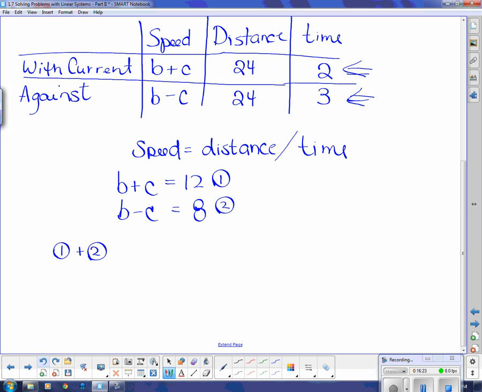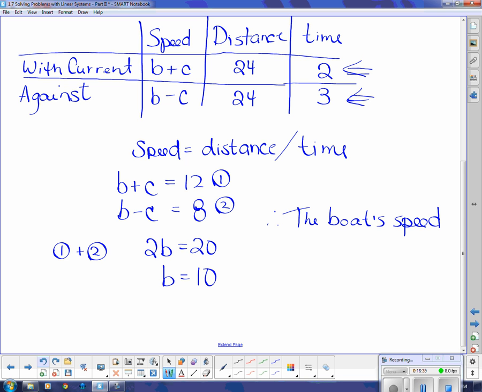So when I add the two, the current's going to go away, and I get 2b equals 20, b equals 10. So therefore, the boat's speed is 10 kilometers per hour.